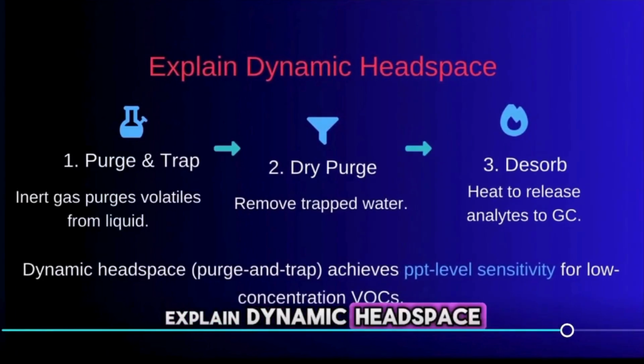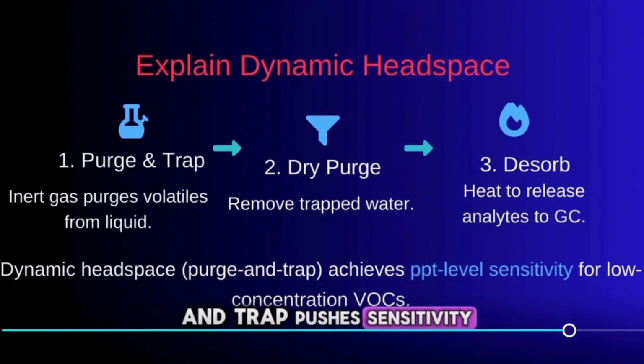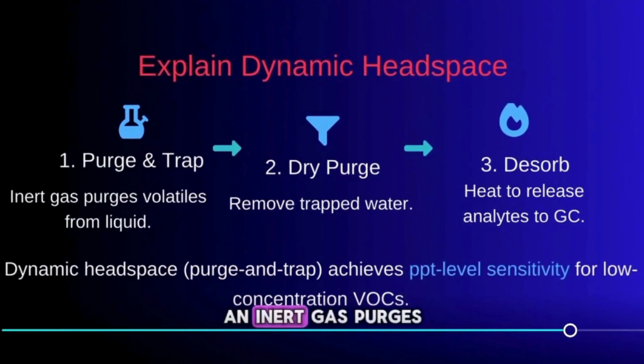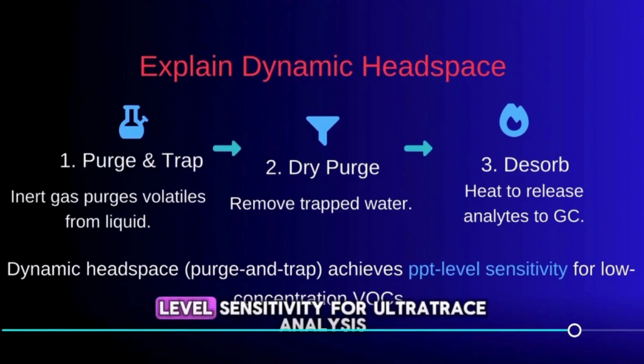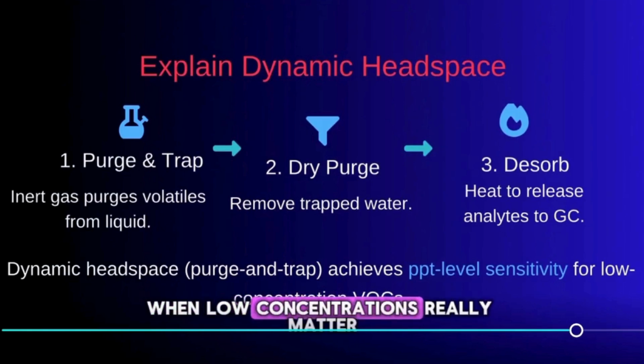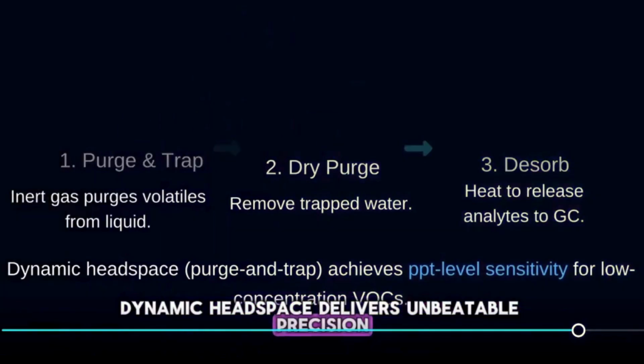Explain dynamic headspace. Dynamic headspace, or purge and trap, pushes sensitivity even further. An inert gas purges volatiles from a liquid into a trap, which is later heated to release analytes into the GC. It can achieve ppt-level sensitivity for ultratrace analysis. When low concentrations really matter, dynamic headspace delivers unbeatable precision.